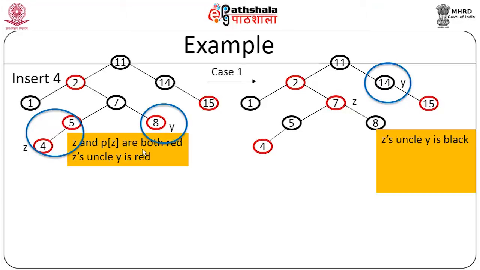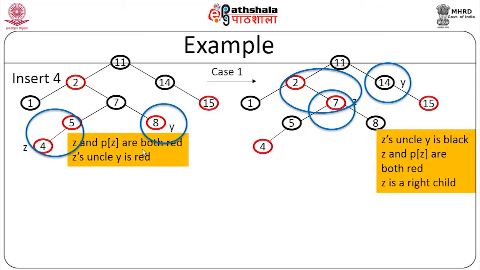Now, what happens with all the properties? We have 2 red nodes consecutive, and you can see them moving up. So, we have done that, but what happens? 2 and 7 continue to be consecutive red nodes. So, now my new z is 7, okay, that is what we saw there also. Now, 7's uncle y is black. So, z and p of z are both red, and z is a right child, and so this boils down to case 2.